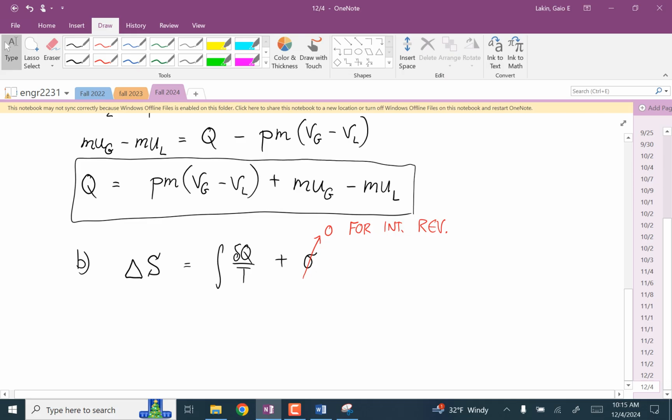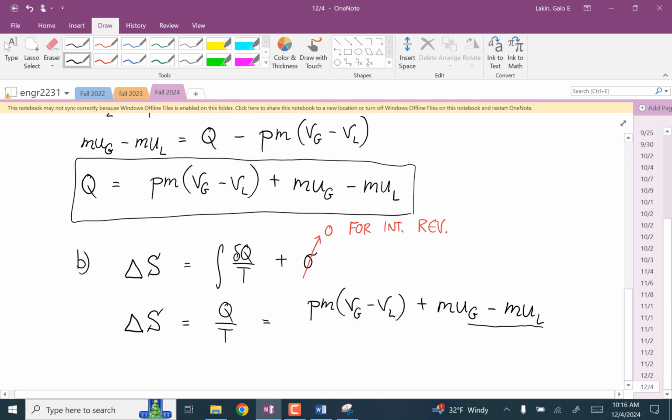So what we want to do, and this is the only thing I really remember from this, is that we had to use the TdS equations. So let's go to the TdS equations and see what we can do. Let's right away just go, we know we're going to calculate the change in the entropy is equal to the total Q divided by the temperature. And now that we have an expression for Q, we can write that as P M times the quantity Vg minus VL plus M Ug minus M UL, and then divide that by T.